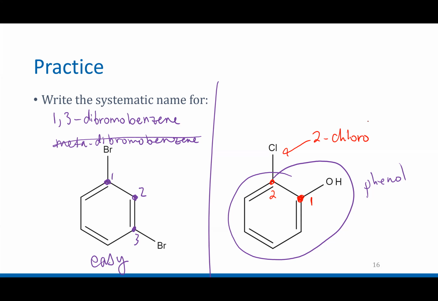So to put the name together, this would just be 2-chlorophenol. So this means that I have a benzene ring with an alcohol on it. The alcohol would be the first carbon, and then the second carbon would be a chloro group, or a chlorine substituent. I guess that's what I'm trying to say. All right.